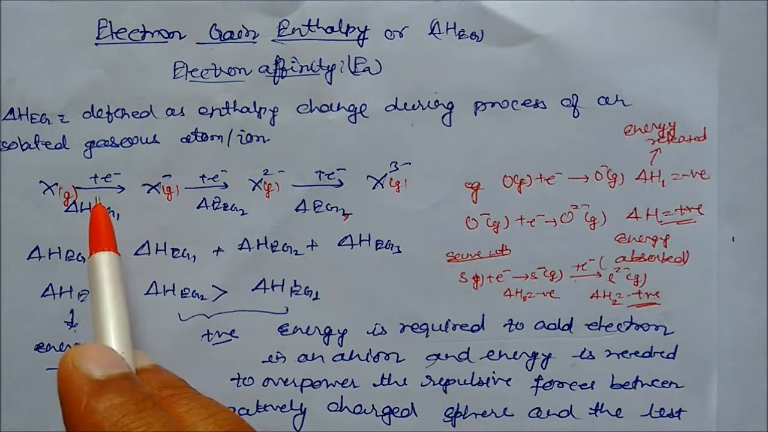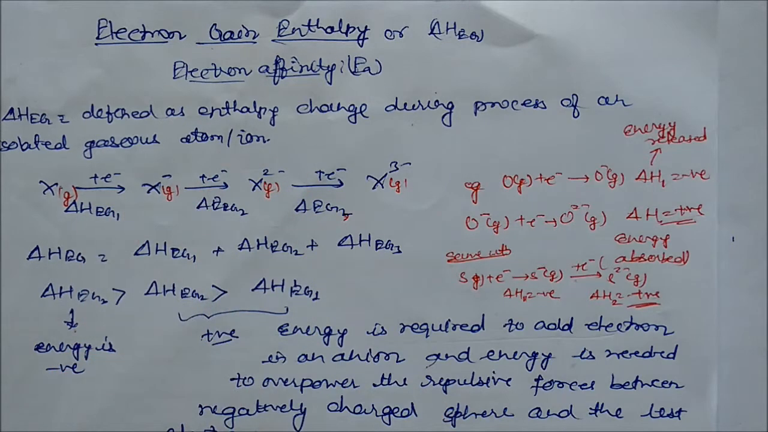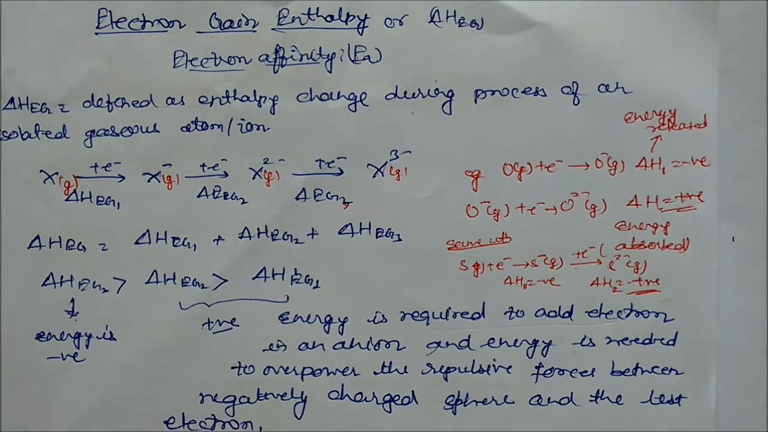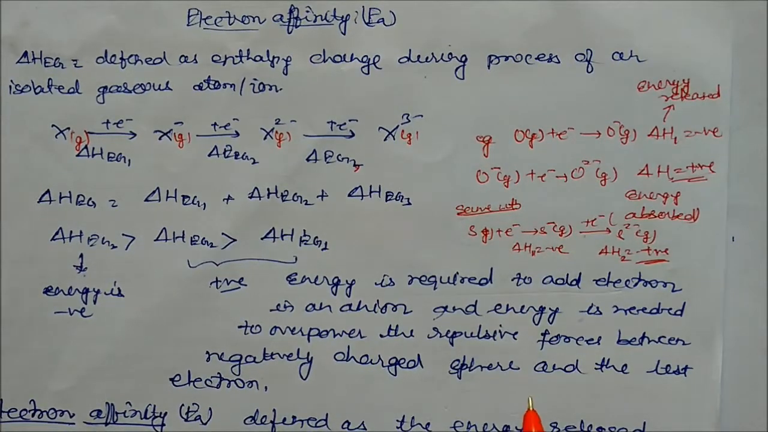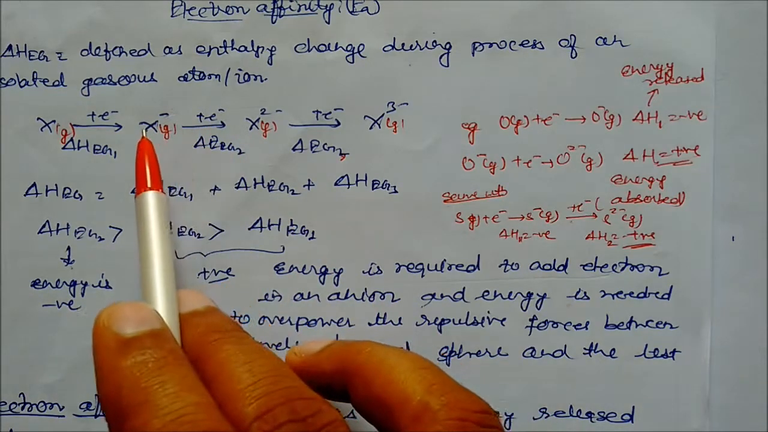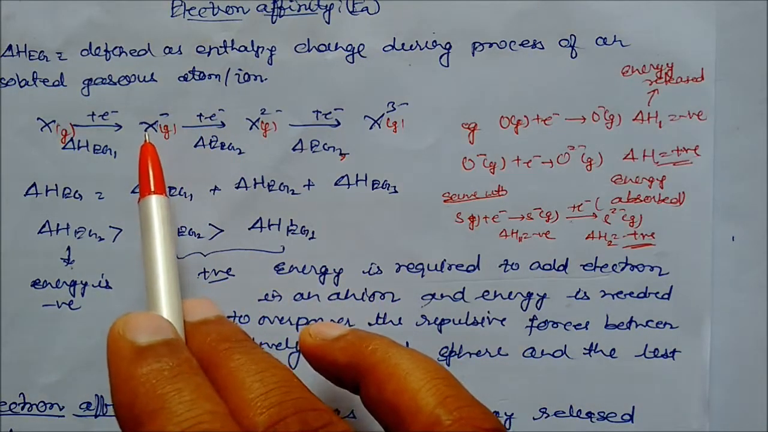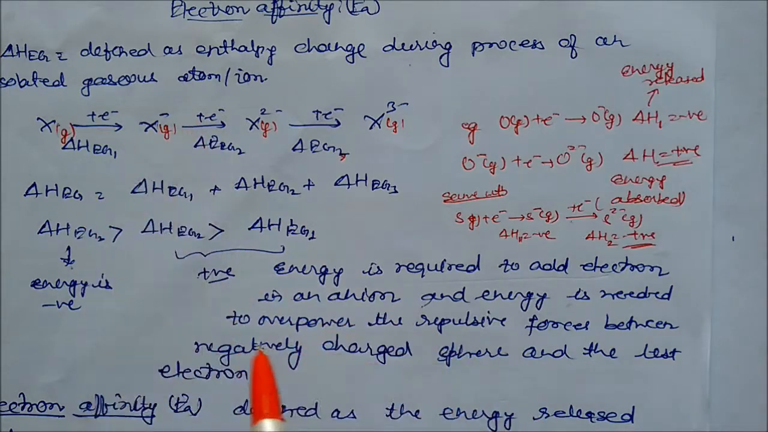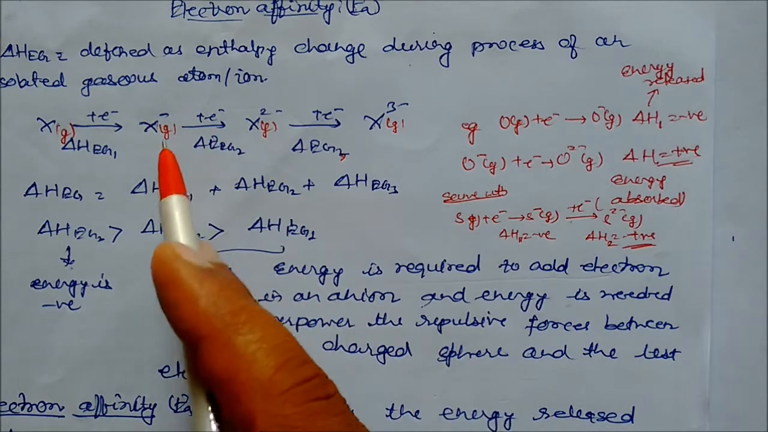Now why is energy released here and why is energy absorbed here? So the reason is this. Why is this positive energy? Because energy is required to add an electron to an anion, and energy is needed to overpower the repulsive force between negatively charged particles. See here, if you add an electron to this ion, what happens? Already the charge is negative, so on adding an electron there will be repulsive forces. To overpower those repulsive forces, we require extra energy. So the energy will be absorbed by this ion.